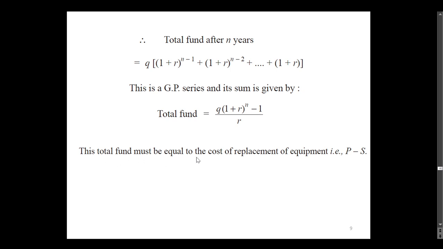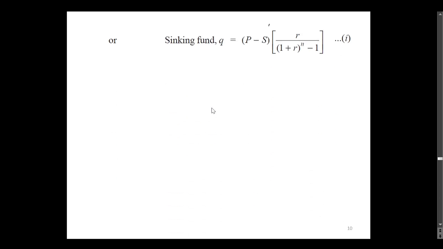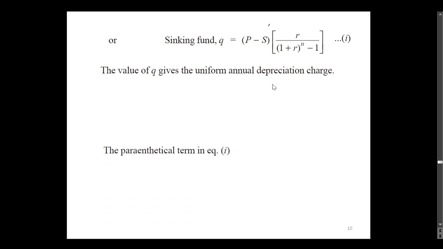This total fund must be equal to the cost of replacement of equipment, that is P minus S. So we can equate this to the cost of replacement of equipment, that is P minus S. So we will get this expression for the sinking fund, that is how much amount we have to keep aside every year, that is Q we have decided at the starting of this video lecture. So that Q we have considered. So we can find Q is equal to (P minus S) times R upon (1 plus R) raised to n minus 1. The value of Q gives the uniform annual depreciation charge.